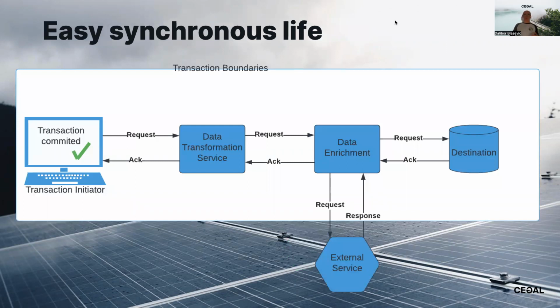Well, in a synchronous world, that's fairly easy, I would say. We have a transaction initiator that sends a request, and the same transaction initiator is usually the process that is also responsible for committing or rolling back a transaction. It sends a request to the data transformation service. This in turn sends the request to the data enrichment service, and this data enrichment service calls an external service, gets a response, enriches the data, and then we save the data in the database. The database commits the data and sends the acknowledgement. We send the acknowledgement back to the transaction initiator.